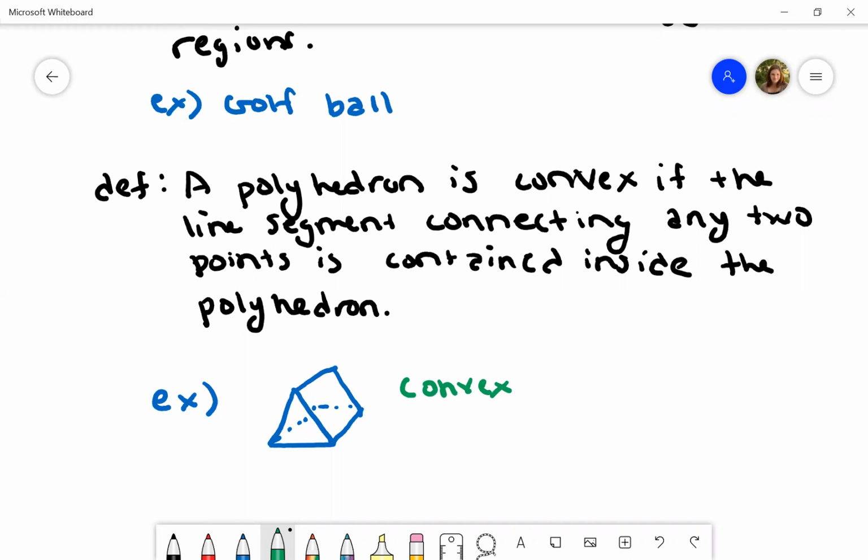Because if I were to grab a couple points on the surface, like let's grab one on the flap of that tent on this side, and then let's grab one on the bottom here, connect them with a line segment. That line segment is going to be inside of the polyhedron. Okay.